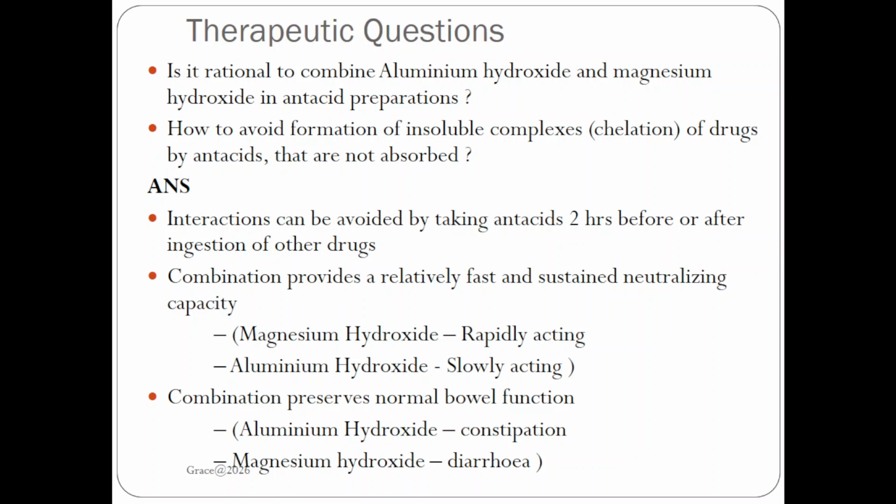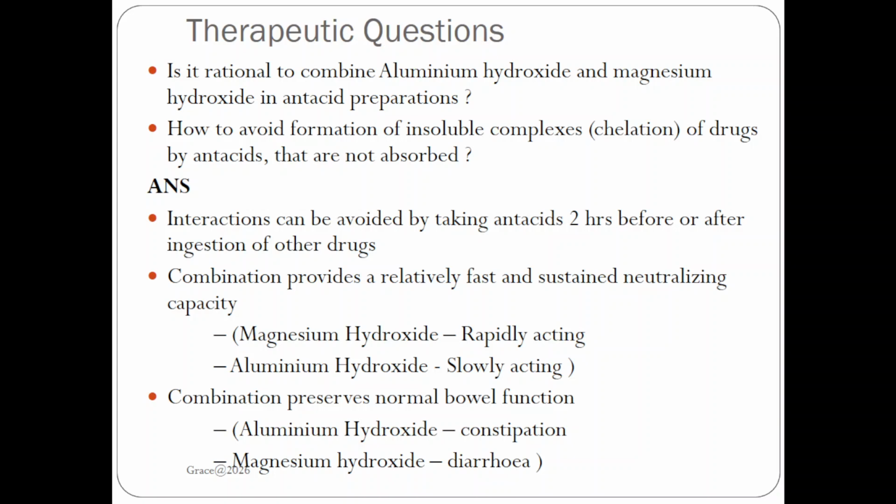Okay, so what are some of the therapeutic questions that you may have? You can say, is it irrational to combine aluminum hydroxide and magnesium hydroxide in an antacid preparation? I have just said, when we're looking at the side effects, that the side effect of aluminum hydroxide is constipation. The other, for magnesium hydroxide, is diarrhea.